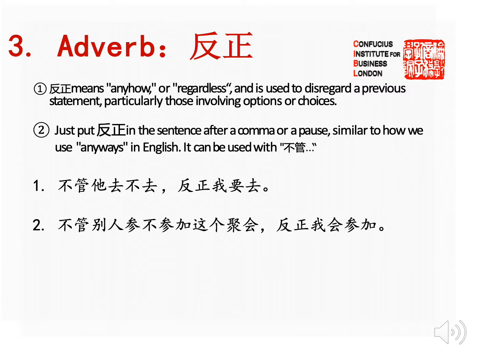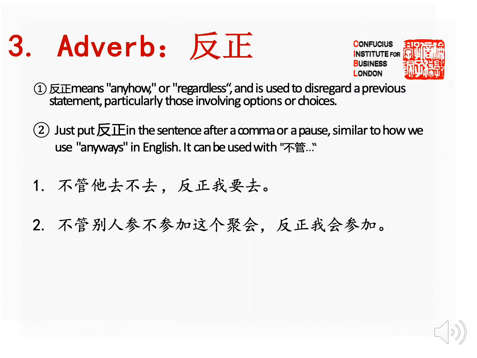Now we're talking about the adverb 反正. 反正 means anyhow or anyway or regardless, and it is used to disregard a previous statement or situation, and particularly those involving options or choices. Second, just put 反正 in a sentence after a comma or a pause, similar to how we use anyway in English, and it can be used with 不管.